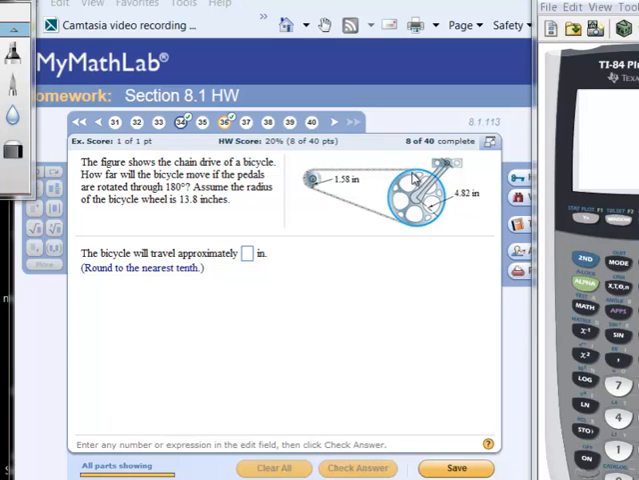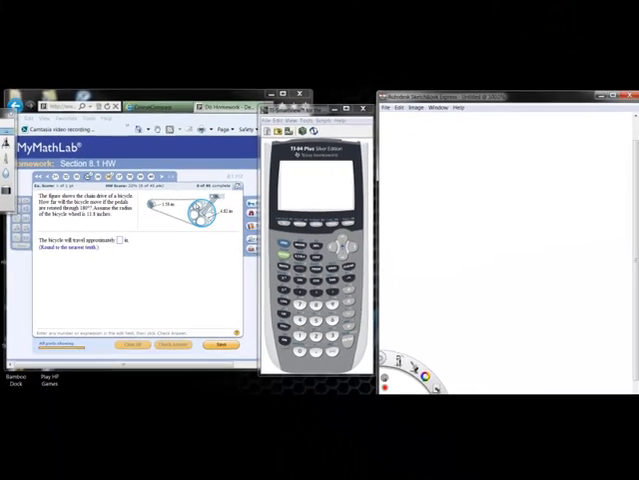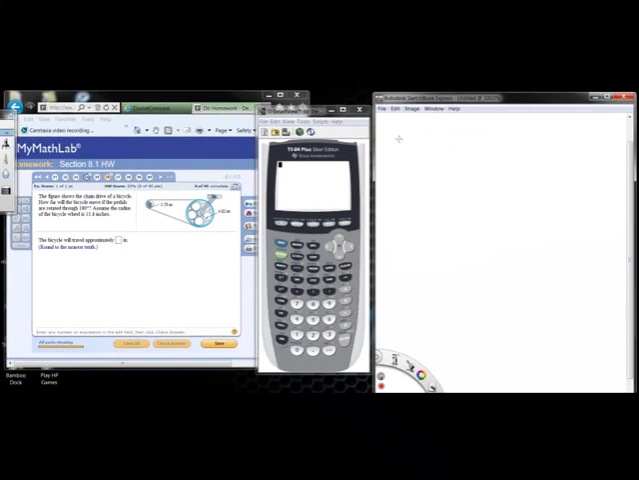And we know that the distance that this chain moves is related by the arc length formula, which is S equals R theta. Theta is in radians. So we also know that this chain length, the distance that it moves, is the same for the big wheel and the little wheel. What are different are the angles that the gear is rotated through and the size of the radius.